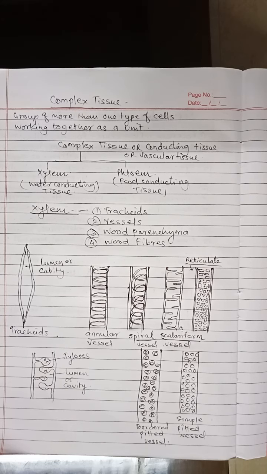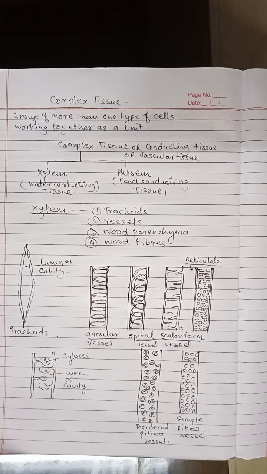They are annular thickening, spiral thickening, scalariform or ladder-like thickening, reticulate type of thickening, and also pitted type of thickening. The wall of vessels have several types of thickening.